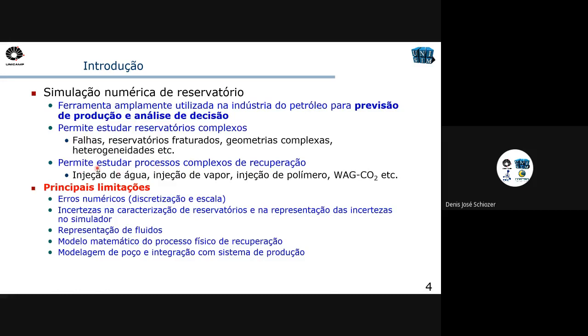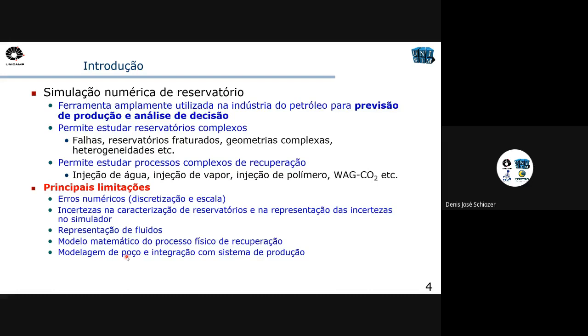Okay. Another thing that's very complex, sometimes not so complex when we have, for example, water injection, but other times we have steam injection, polymer injection, WAG, CO2 injection, and so on. Sometimes they're very, very complex recovery mechanisms that we have to represent. So the main thing we're going to see in the course is how to use simulation for these complex geometries and this complex process, and what the main limitations of reservoir simulation are in order to do that. When I start talking about these limitations, we're going to see that they are very important.